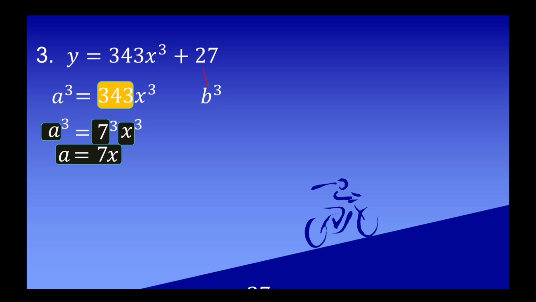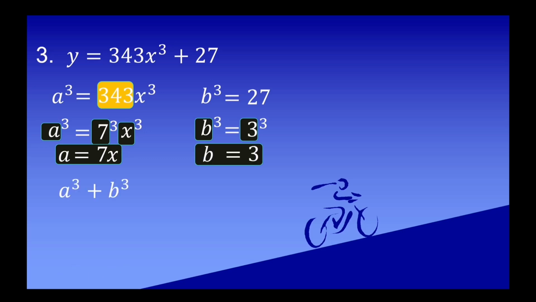And for letter b, b cubed is equal to 27. Again, applying the exponential properties, 27 is equivalent to 3 raised to 3. So we have the same exponent, so we can use the base. b is equal to 3.